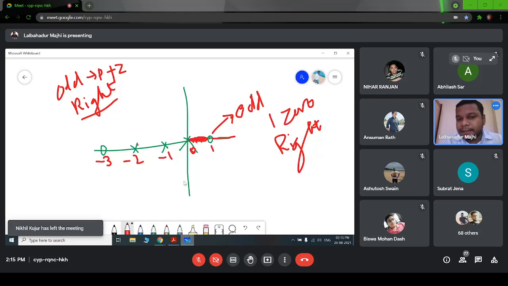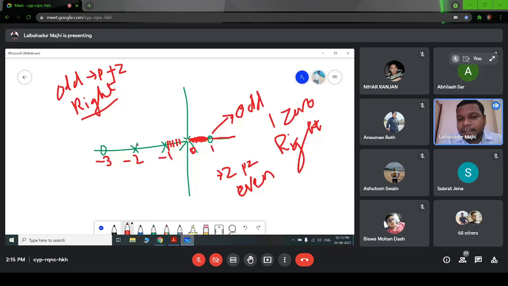Okay. Similarly, for this one, between 0 and -1, if we consider any point, towards its right, what are the number of poles and zeros? There is 1 pole and 1 0. So there are 2 poles and zeros, right? So it is an even number. So any point between this 0 and -1 has an even number of poles and zeros. That means this path will not lie on the root locus. Clear?